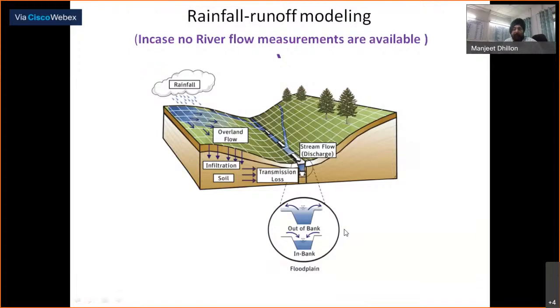The other way is, of course, rainfall runoff modeling. In case river flow measurements are not available, we look at certain processes on the catchment, where water flows over the surface, and based on those processes we see what the streamflow is at the point of interest.